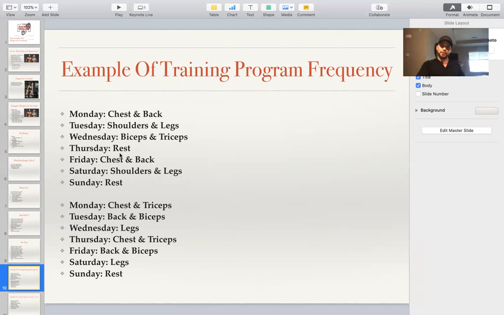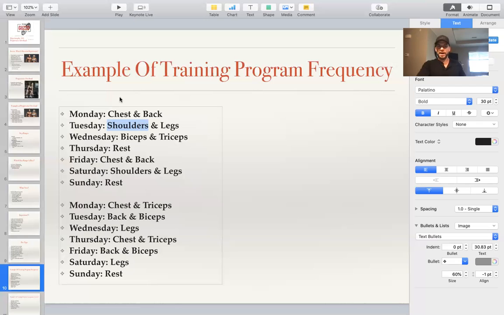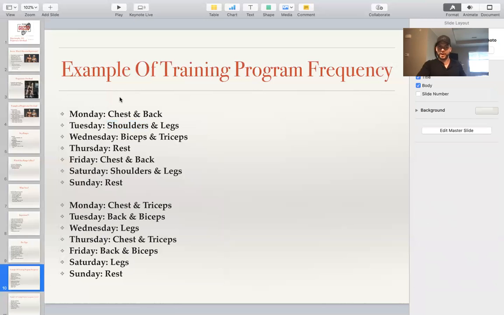And then here are some examples of a training program and the frequency that you can use. So Monday, you might do chest and back. Tuesday, and this would be one where you're basically working out each muscle group twice per week. Chest and back on Monday, shoulders and legs on Tuesday, biceps and triceps on Wednesday, and then you basically repeat the same cycle on Friday and Saturday with a rest on Sunday and Thursday.